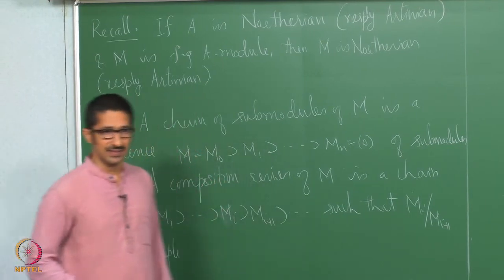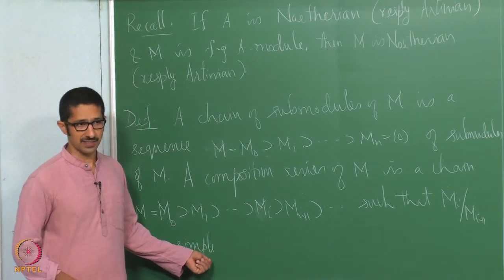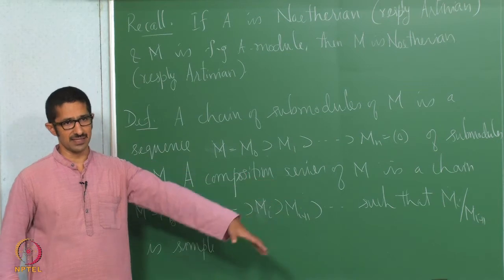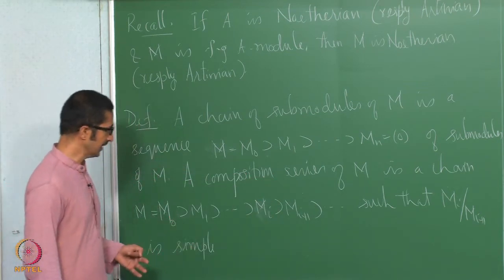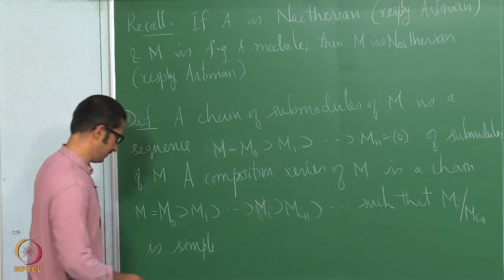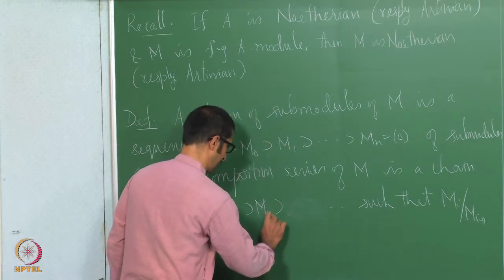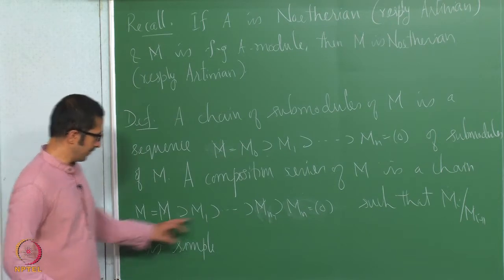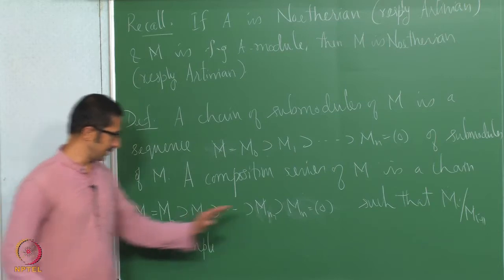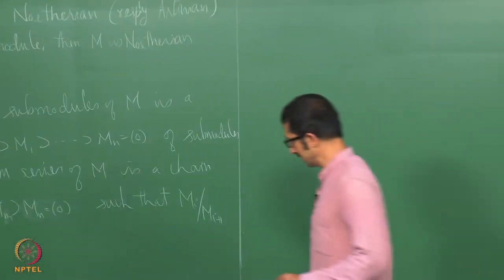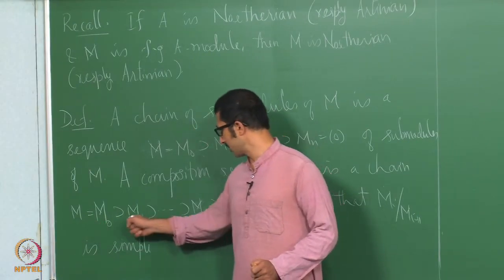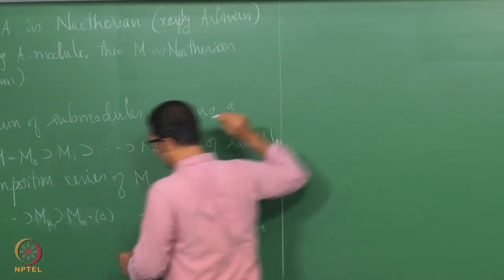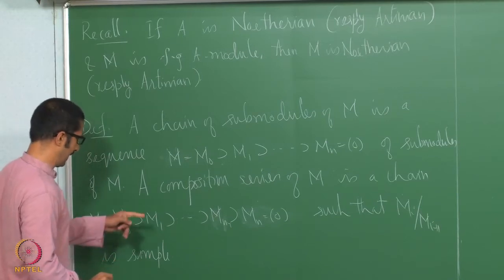What do you mean by simple? It has no non-trivial submodules other than 0 and itself. So, there are no submodules of this module other than 0 and itself. Okay. Let me write this as M equal to M0, up to Mn equal to 0. I am talking about a composition series that terminates at 0. That means M1 is a maximal submodule of M0, M2 is a maximal submodule of M1 and so on. And the length of this chain is said to be n.